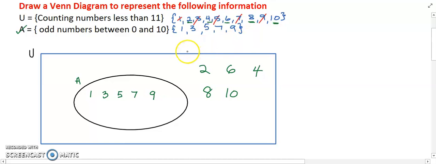Now, my other suggestion to you would be to count how many members there are in the universal set and make sure you have the same number. So let us go. 1, 2, 3, 4, 5, 6, 7, 8, 9, 10. We have 10 members on our Venn diagram. Yes, we do, so we should be correct. And this is how we draw a simple Venn diagram.